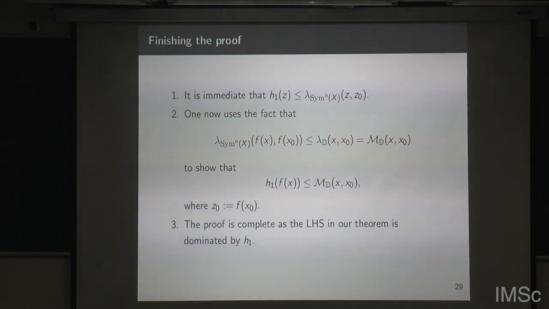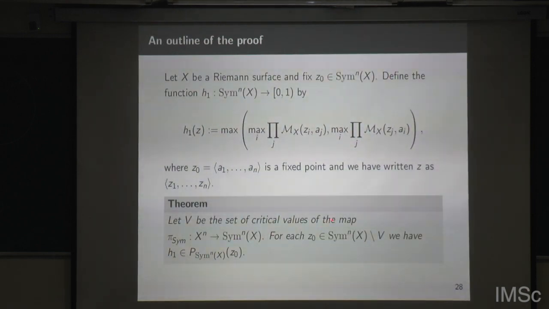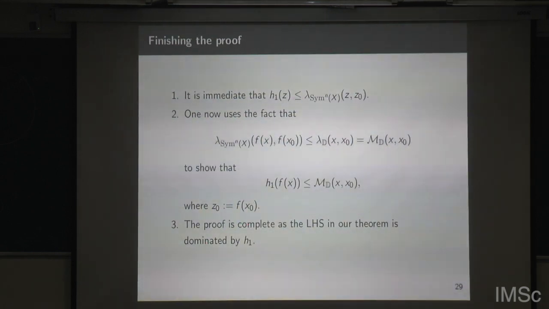But the problem is all this is valid provided this z0 is not there in the critical set of critical values of this map. What happens if it's there in the critical values? We have to do an analysis. So I have not mentioned how that is done.